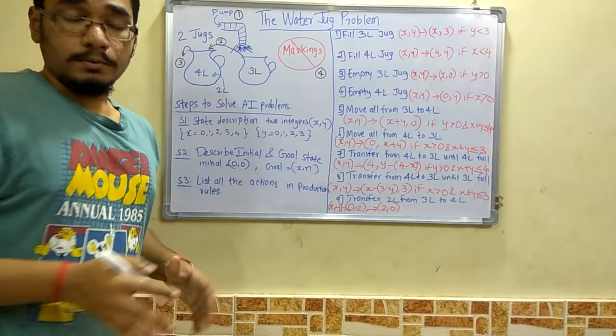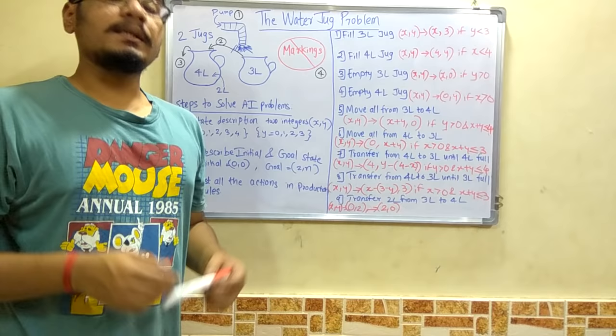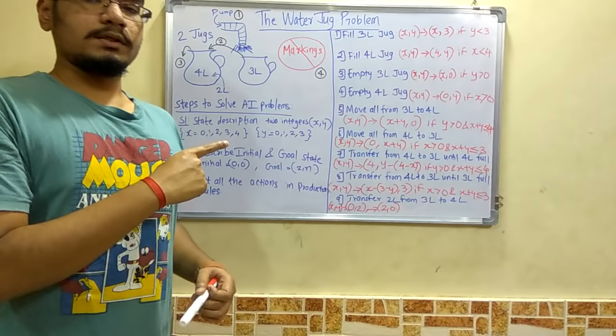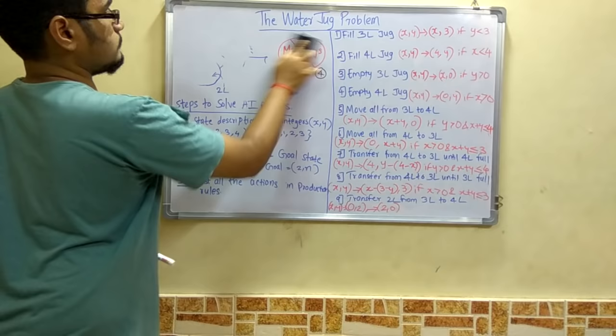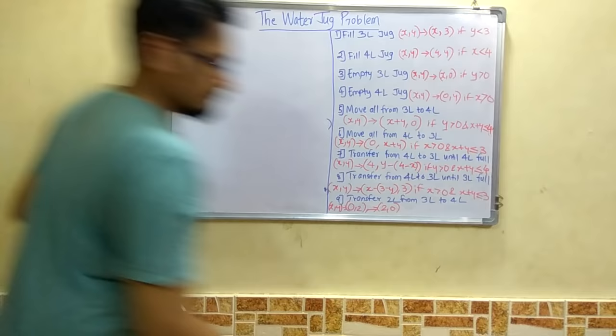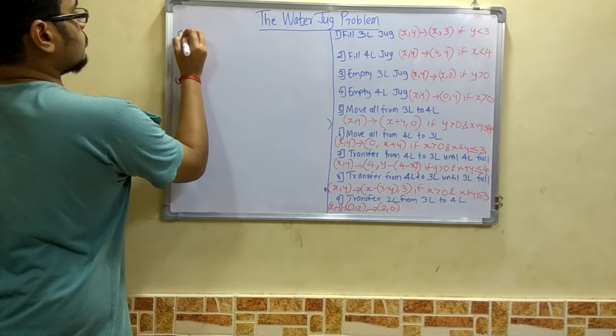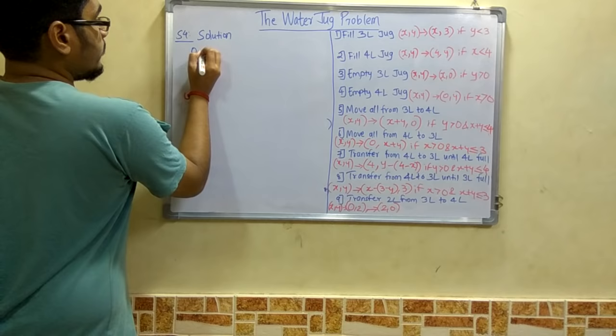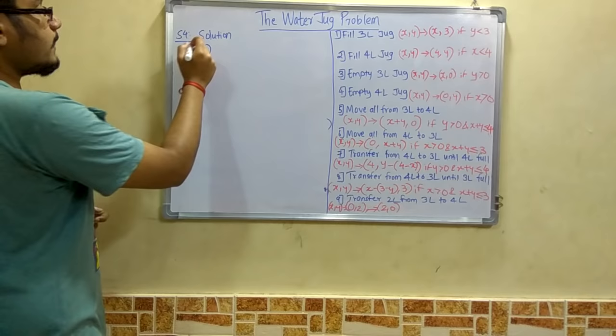Now, for the water jug problem many solutions are possible. As I said in crypt arithmetic, this is trial and error. There is no particular fixed solution to this problem. So let us see one solution of the water jug problem. Our final step would be the solution set, that is, define the solution set. So for that we have one solution set. Now these pairs represent x and y, that is the 4-liter jug and the 3-liter jug.